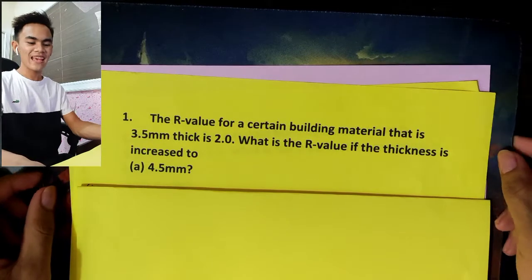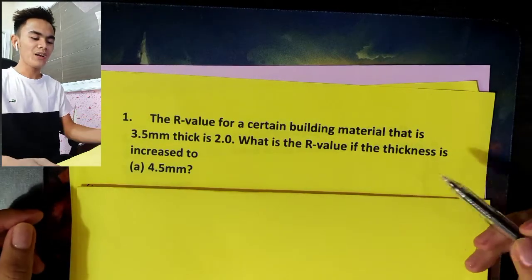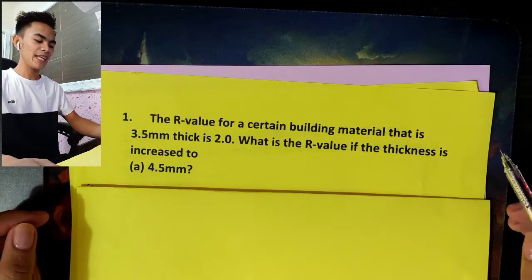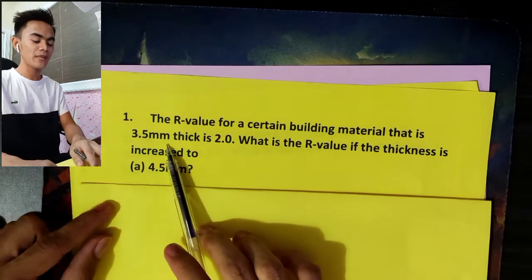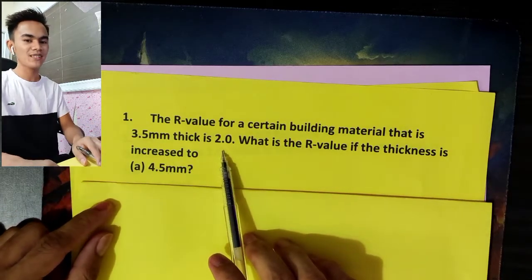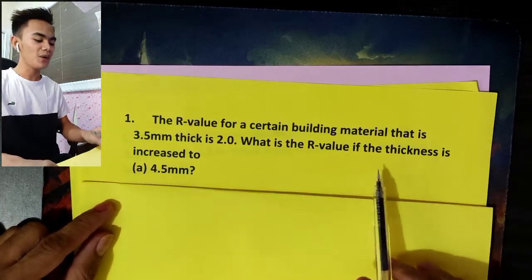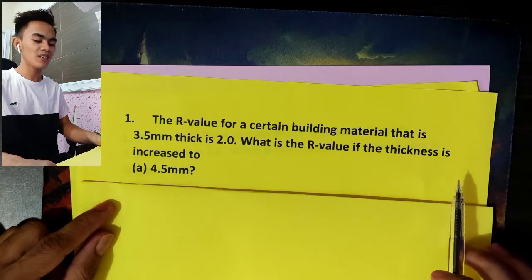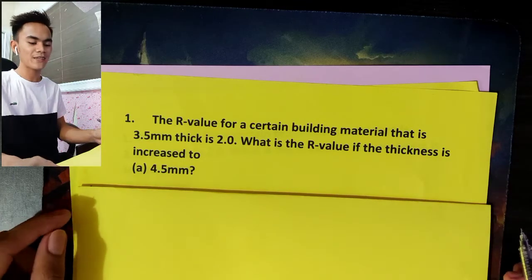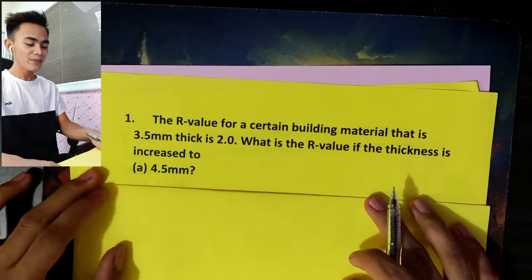Alright, so let's start with item number 1. The R value of a certain building material that is 3.5 mm thick is 2.0. What is the R value if the thickness is increased to 4.5 mm?